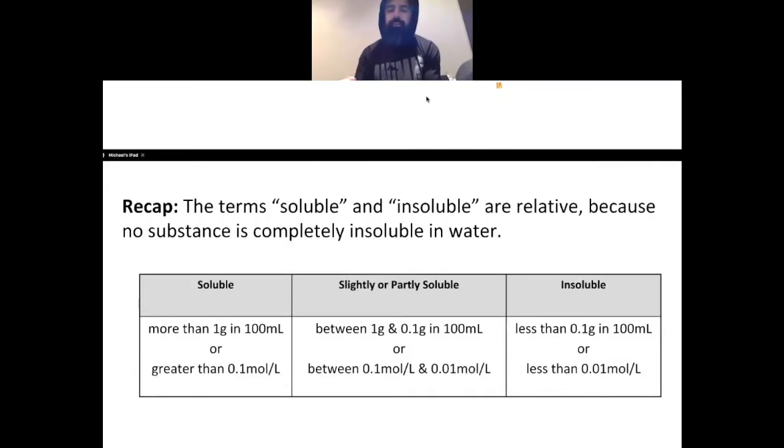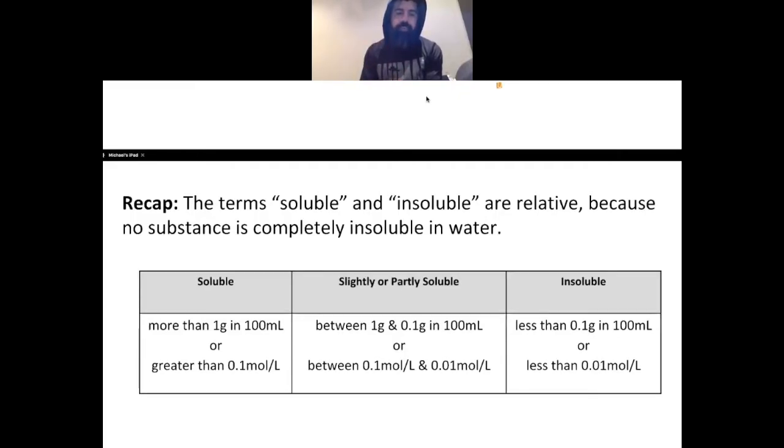So the term soluble, we've talked about this before, and it is just a relative term. You would think that something soluble is something that dissolves readily, that it dissolves completely. But understand that for something to be considered soluble, we don't need very much to dissolve in 100 milliliters of water. All we need is a measly 1 gram of substance to dissolve within 100 milliliters of water. Understand that some things can dissolve more than just 1 gram, but all we need is a little bit, just 1 gram.